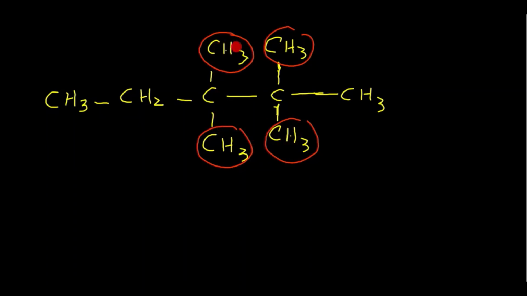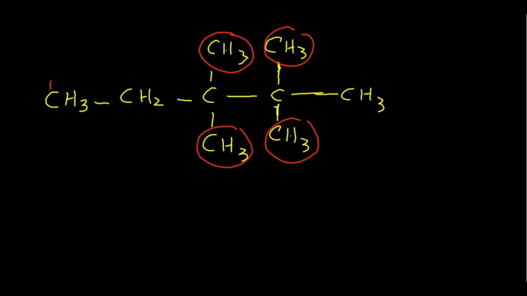So to specify there are 4 radicals, we use the term tetra. Tetra shows there are four radicals. And which radicals are there? Methyl. So we use the term tetramethyl. Now students, we find the position of the methyl radicals.